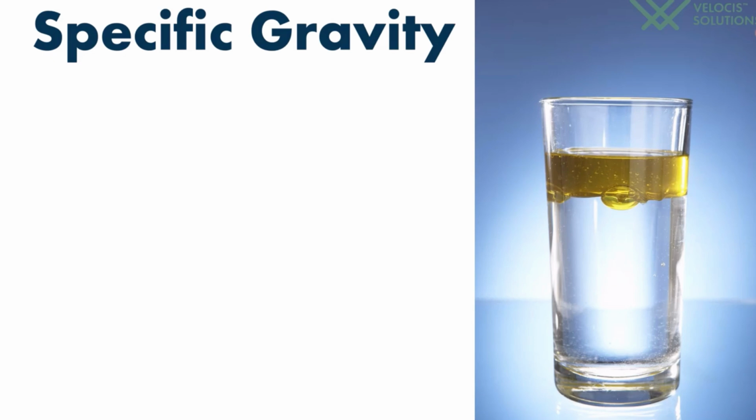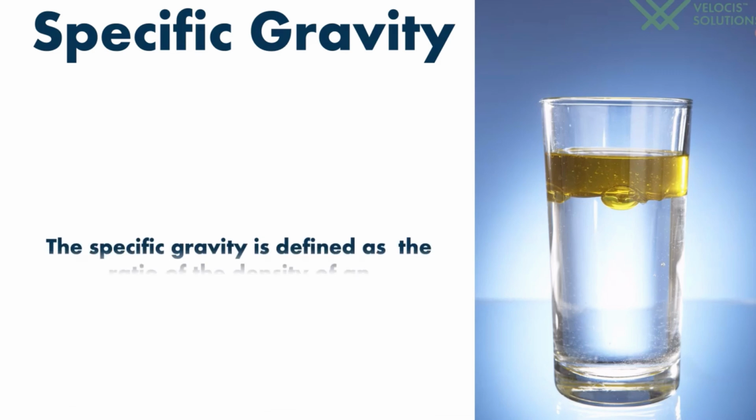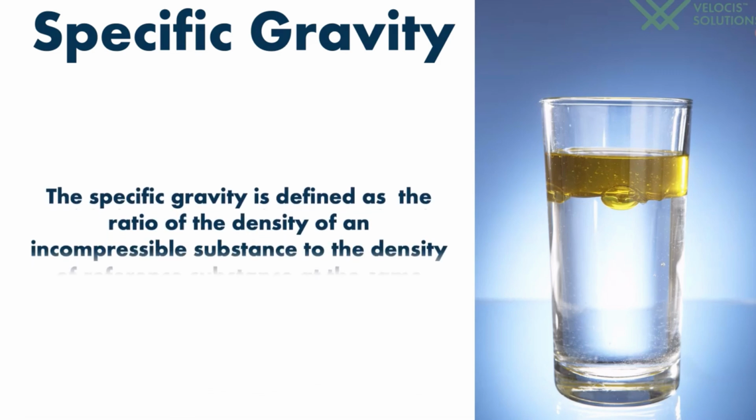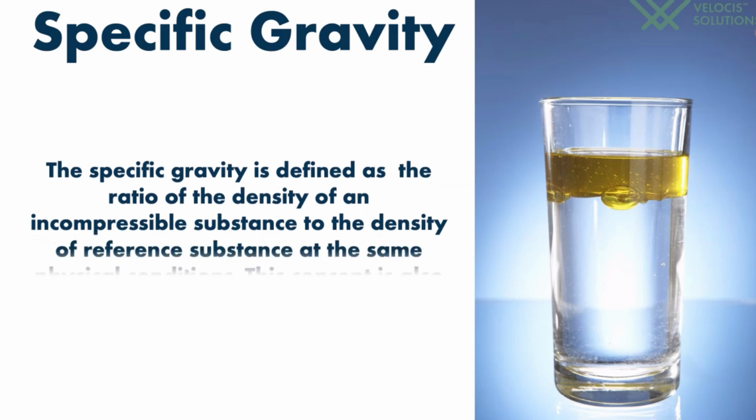Now, let's define specific gravity. Specific gravity is defined as the ratio of the density of an incompressible substance to the density of the reference substance at the same physical conditions. This concept is also referred to as relative density. The specific gravity of petroleum varies between 0.8 for lighter crude oil to over 1 for heavy crude.